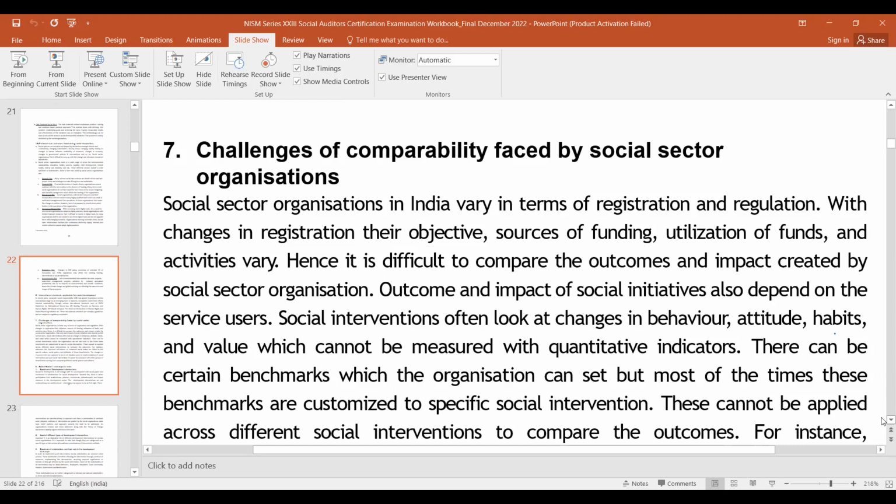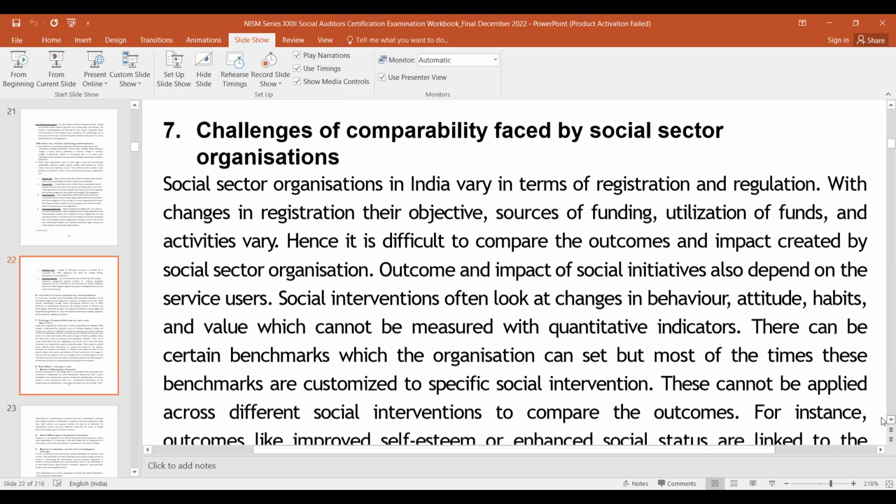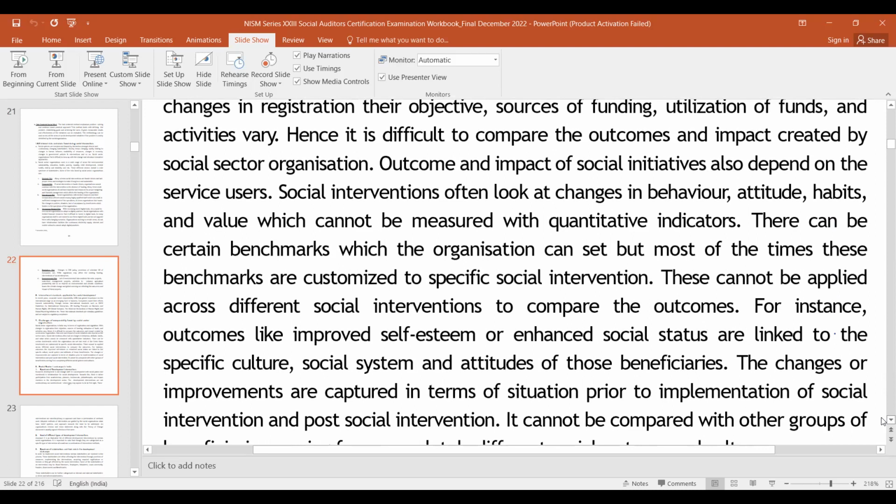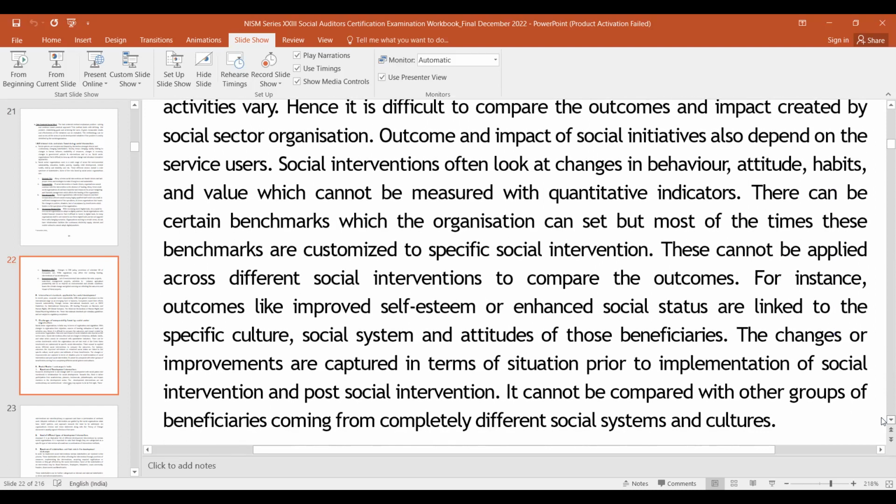Social interventions often look at changes in behavior, attitude, habits, and values, which cannot be measured easily because there might be some qualitative change, but we may not be able to measure such change with quantitative indicators. There can be certain benchmarks which the organization can set, but most of the time these benchmarks are customized to a specific social intervention, so they cannot be applied across various types of social interventions. For example, if you want to assess improved self-esteem or enhanced social status, they are linked to the specific culture, social system, and attitudes of those beneficiaries.